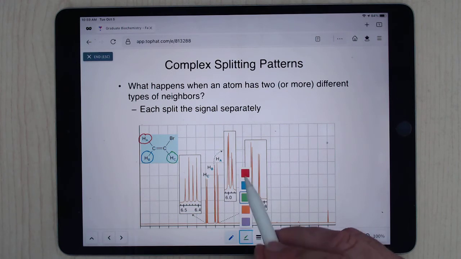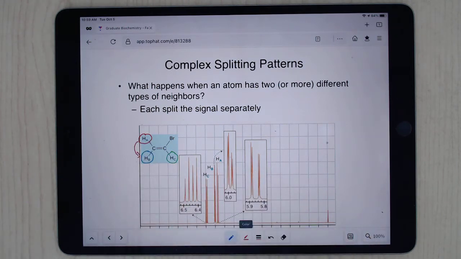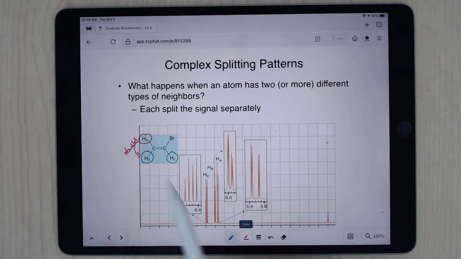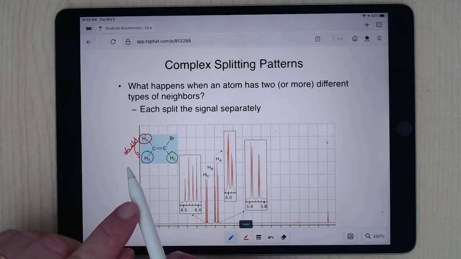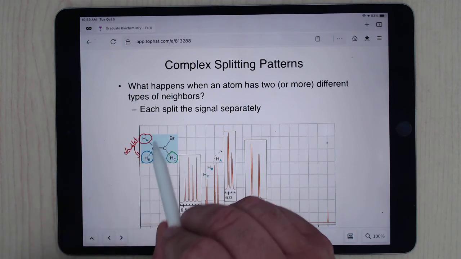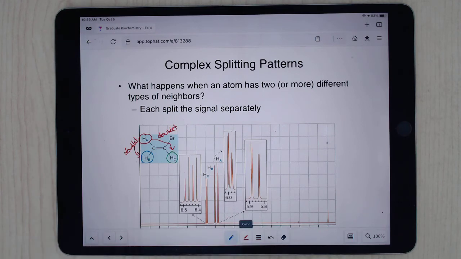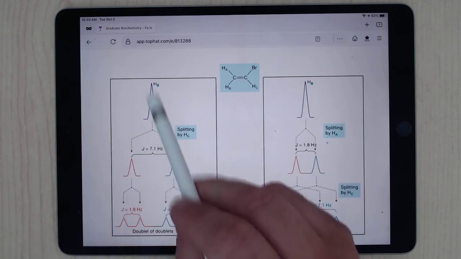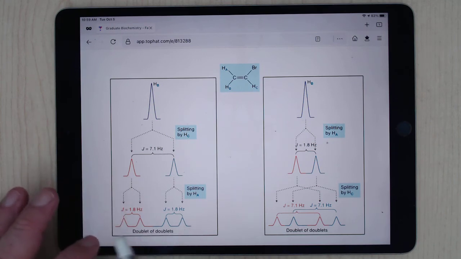What's going to happen is, if you look at this one, this hydrogen here is going to split the signal into a doublet, because there's only one hydrogen there. And then this hydrogen here is going to take that signal and split it again into another doublet. So the signal for this red hydrogen would be a doublet of doublets. It'd be two doublets right next to each other. The first one would split it into a doublet, and then this one would split it again into a new set of doublets.